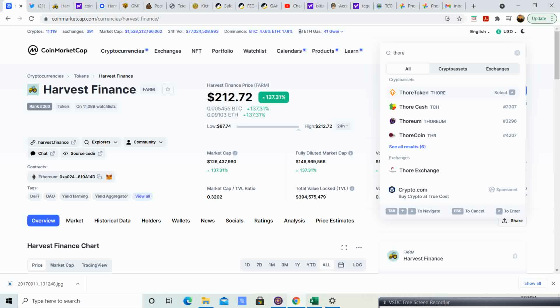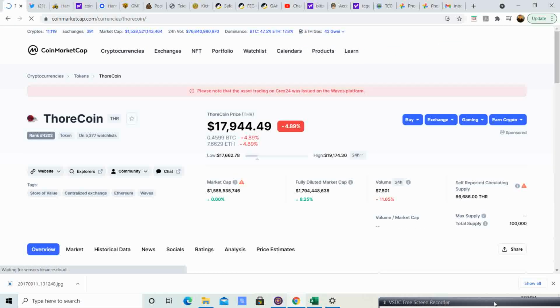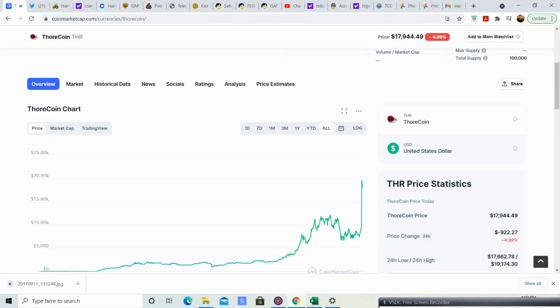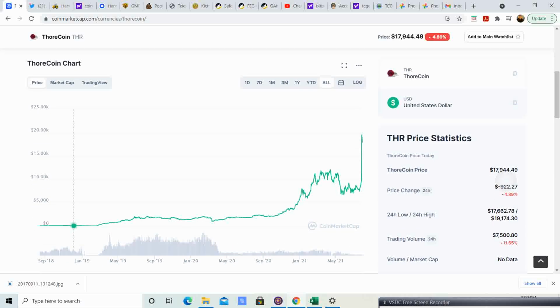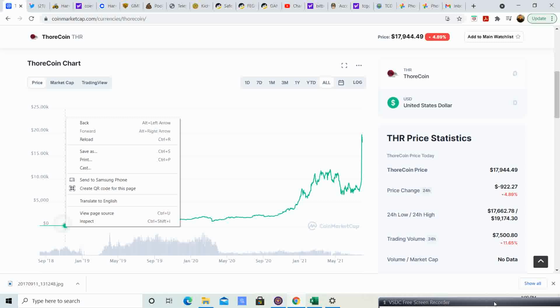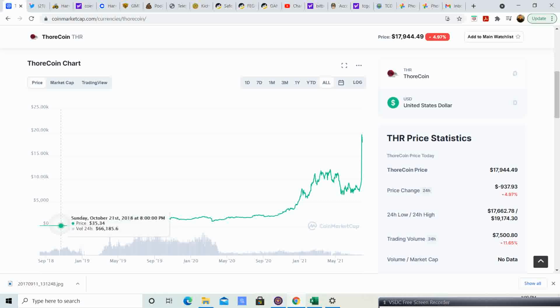I think it's Thorcoin, $17,000. I kid you not. I was looking at this coin back in 2018, and I was like, I don't have enough money for that. I was looking at this coin probably right around the $200 mark. February 2019. It was $200, guys.